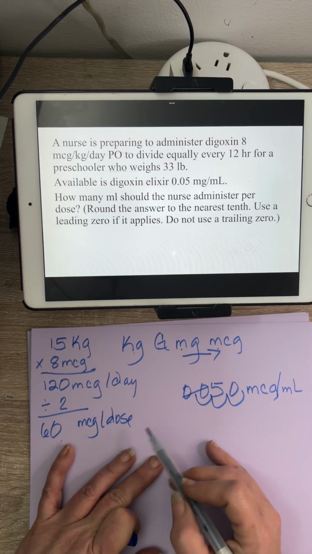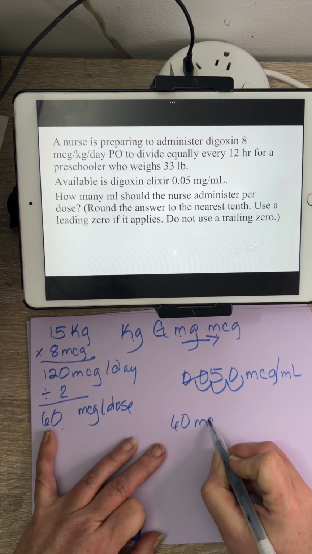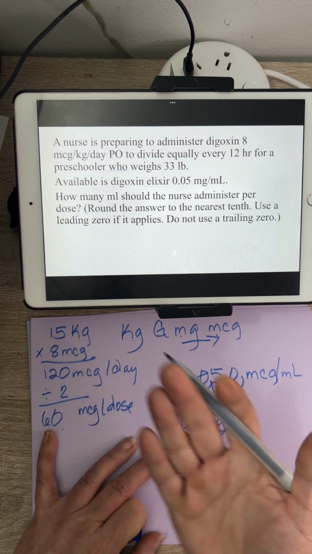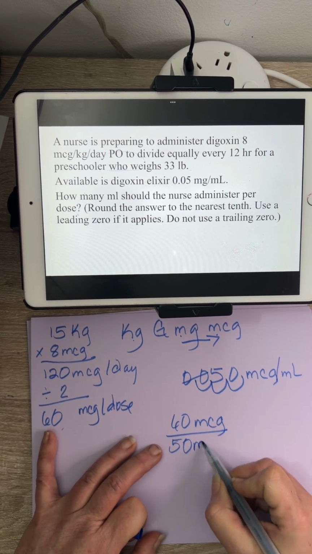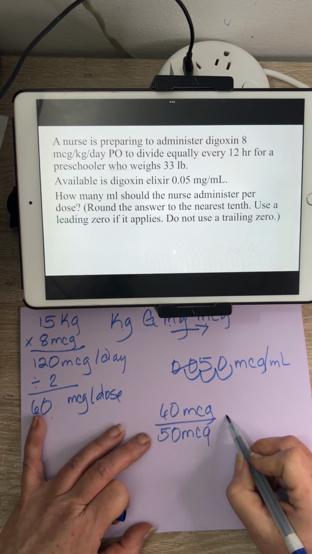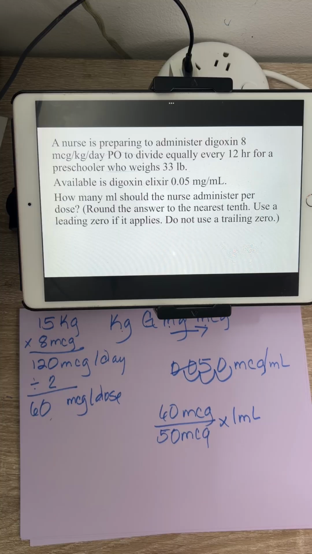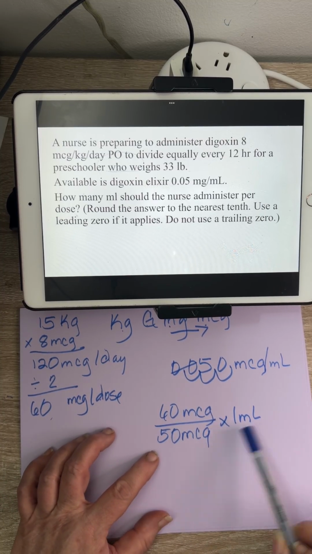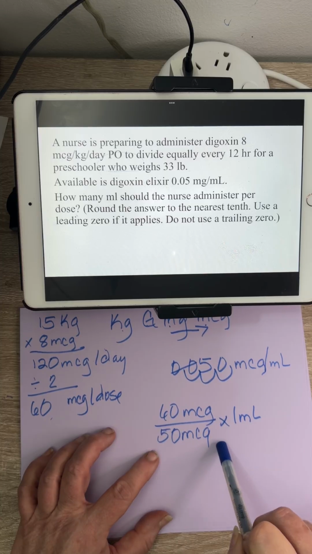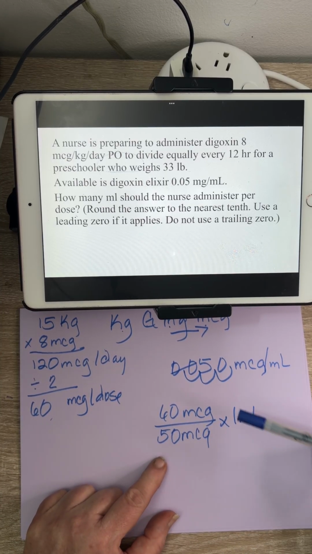Okay? So look, the new dose ordered is 60 micrograms. And what I have in my hand that now we know is micrograms is 50 micrograms. How does that 50 micrograms come per 1 milliliter? And then we're going to do the math. You see we've put the last name. Look at here. And then we're doing the math.